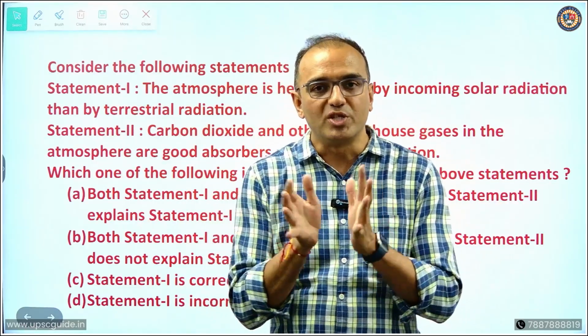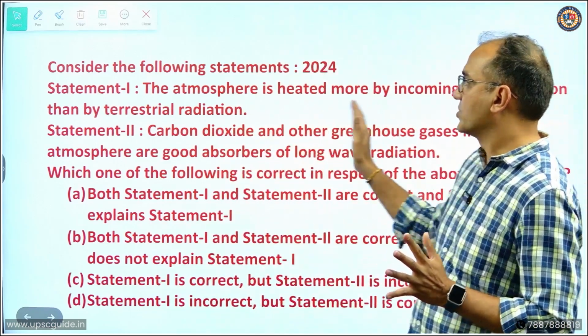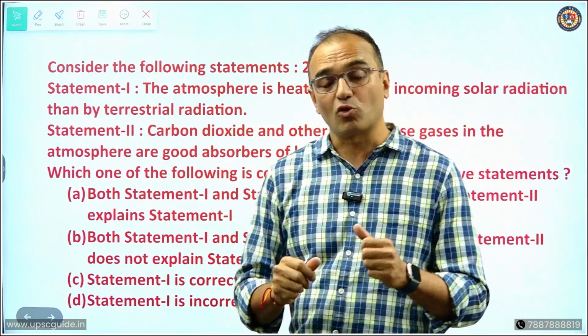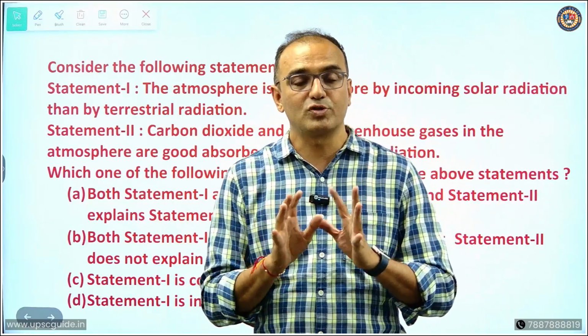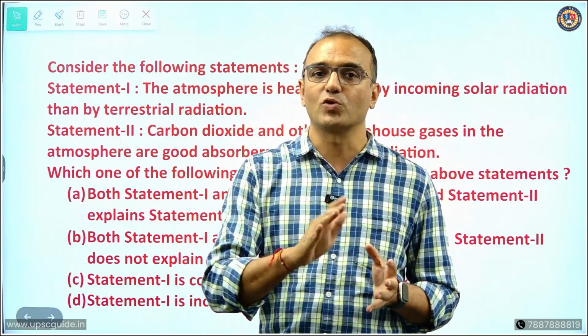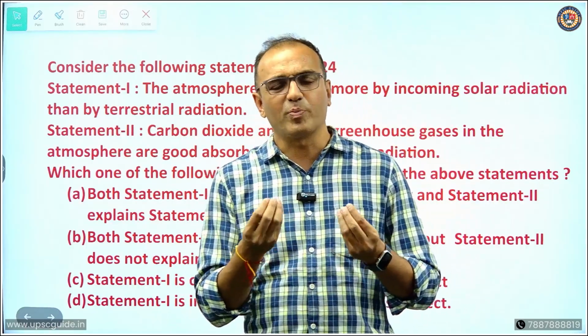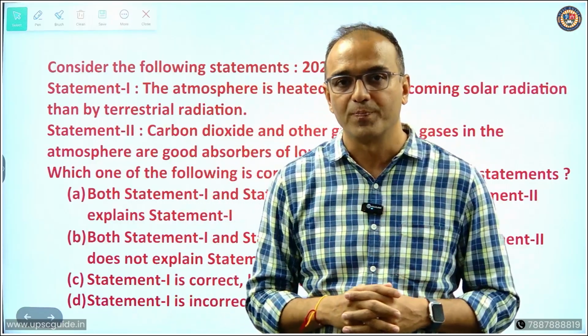This atmosphere is majorly heated by, the statement says, incoming solar radiation rather than by terrestrial radiation. This is wrong. Most of the components of our atmosphere are transparent to the incoming solar radiation. A very small proportion of this incoming solar radiation is actually absorbed by greenhouse gases and water vapor.